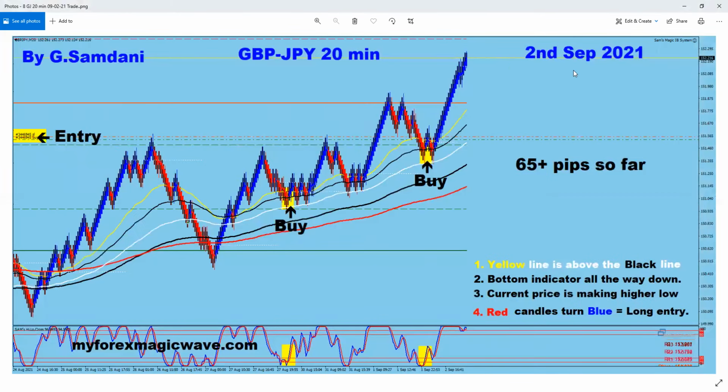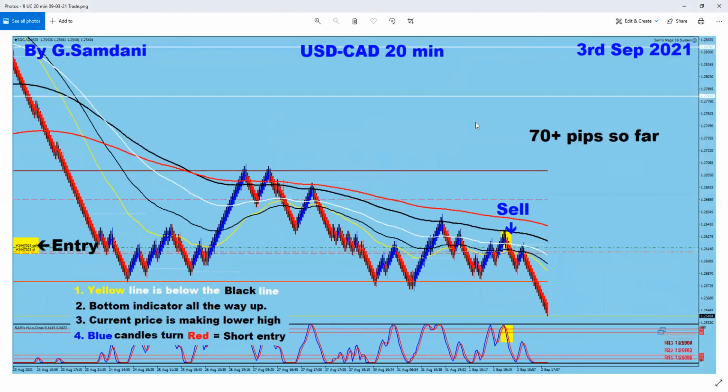So this is on the second, again, you can see the same scenario, yellow, black. I'm not gonna repeat that again. These are the conditions, 65 pip here. And the alarm beeps all the time. This one, the alarm beeps here, the alarm beeps here, the alarm beeps here, all right? So if you decide to get the system and you get all these files and everything, I give you the alarm too. You get that, and then you put it on the charts.